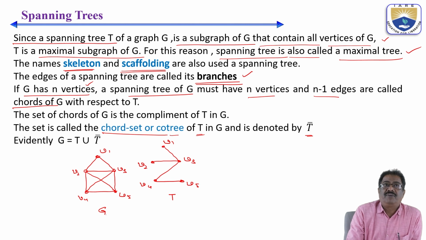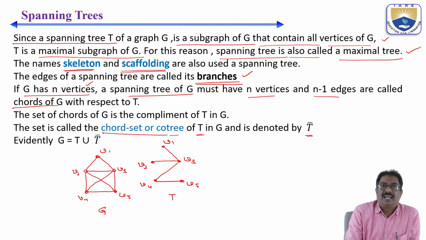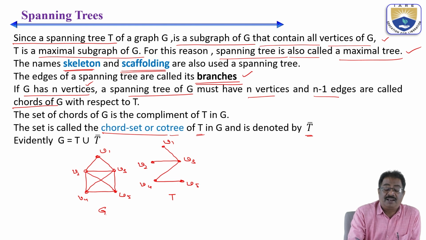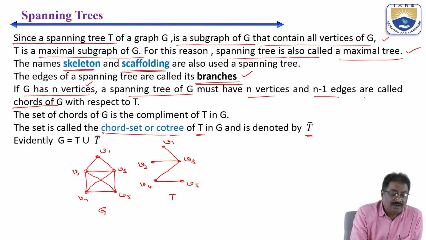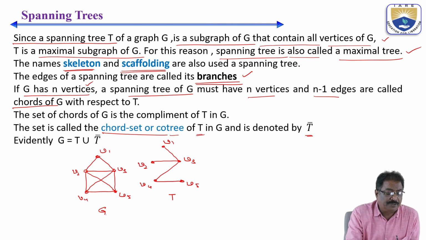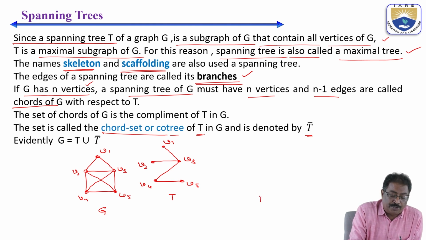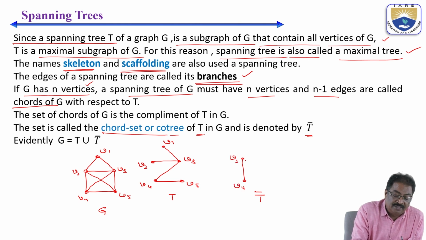And if G has n vertices, a spanning tree must have n vertices and n minus 1 edges. All the other edges are chords with respect to T. Now we consider T complement, the chord set, which is whatever the graph has other than T. So we consider V4 and V2, and then V5 and V3.